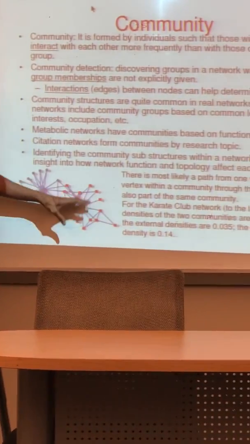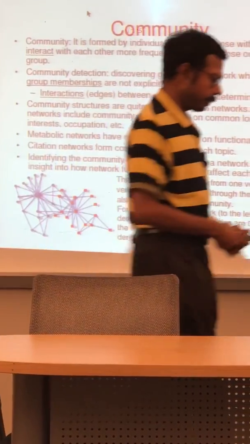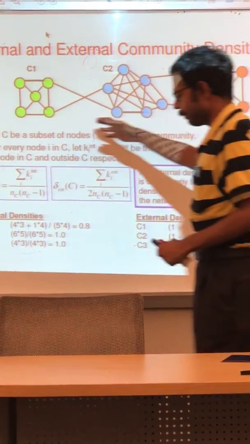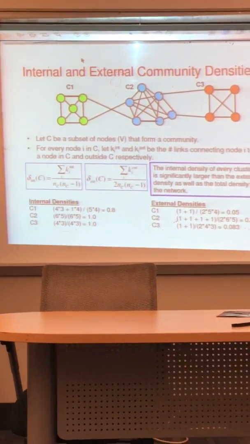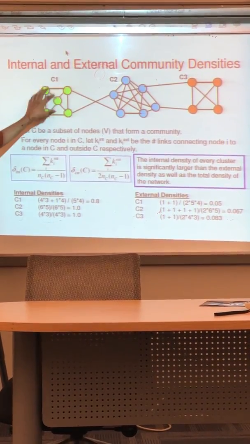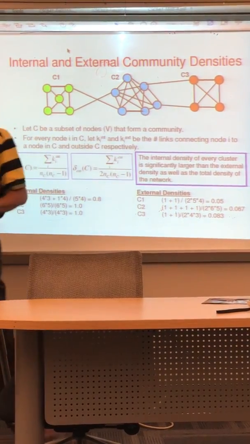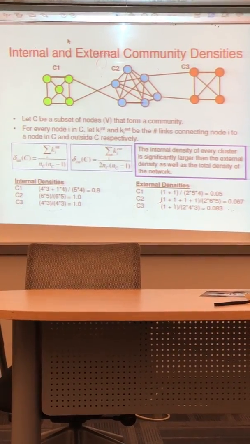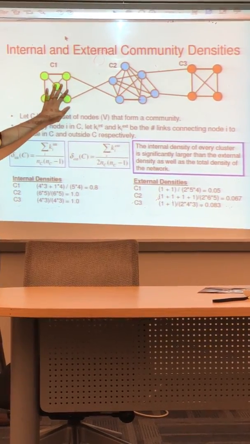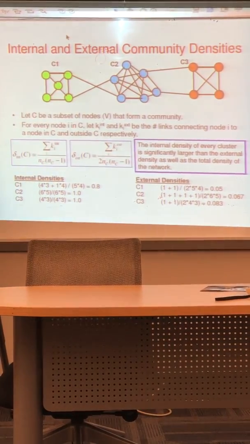Let me show the other graph first. So let us say you have a graph like this. So it's very obvious that we have three communities. One is a community of all these green colored vertices, and then the blue ones, and then these orange ones. So you have more edges among vertices within the community, and few edges outside the community. So that's what you typically expect of a community.